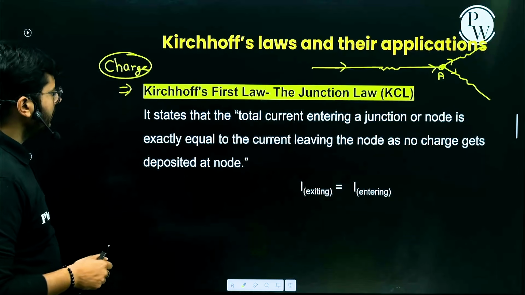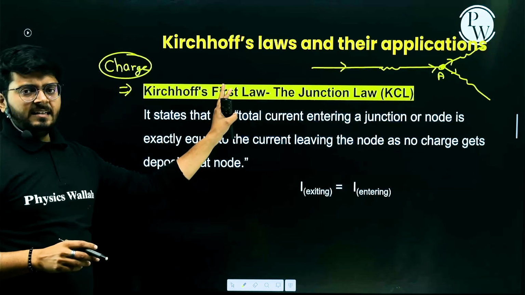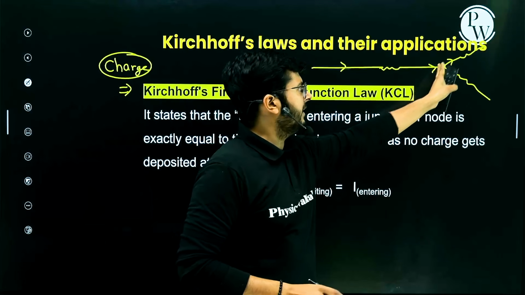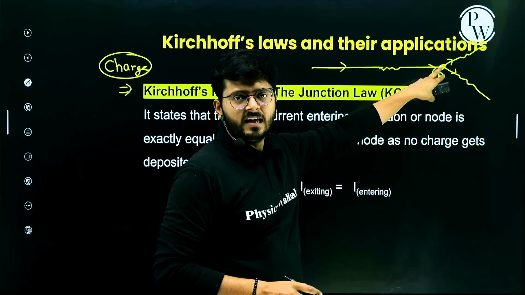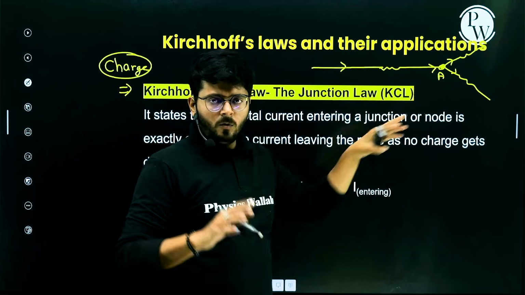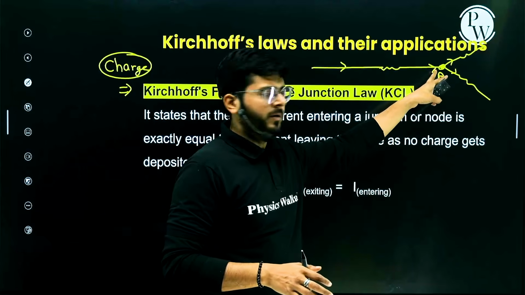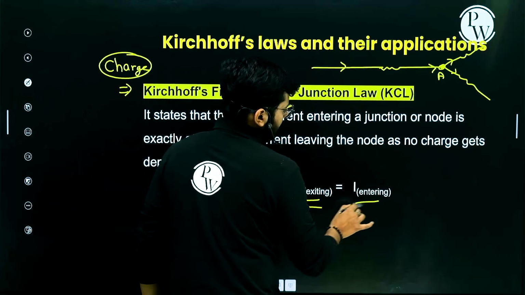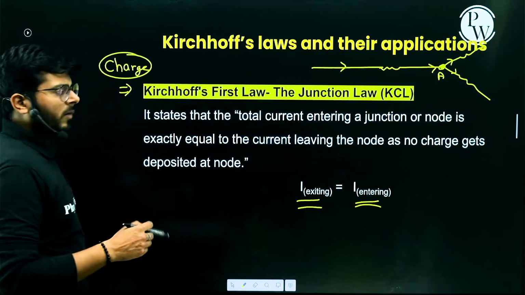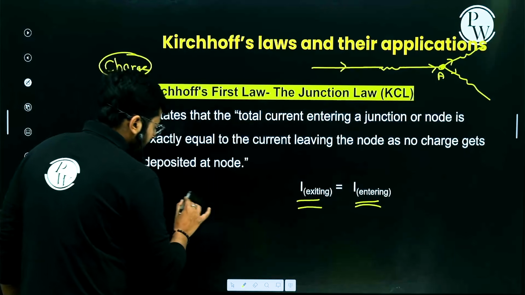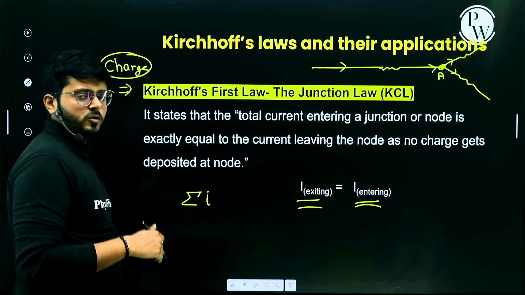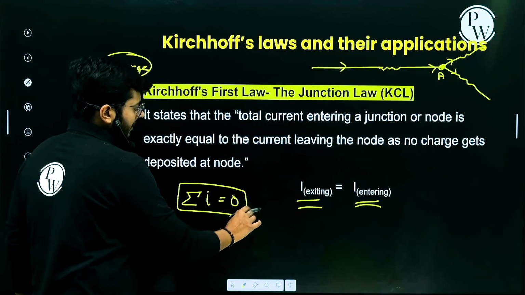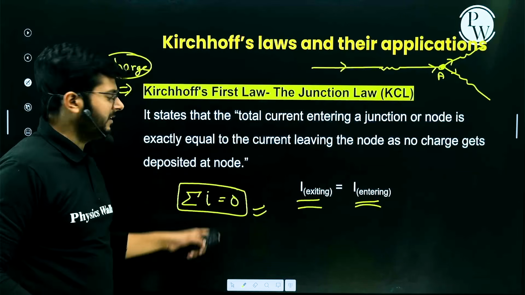Okay. Now, KCL is saying that at any junction, whatever current is entering the junction, the same amount of current has to leave the junction. No current can stay at the node, right? So we cannot deposit charge at any particular place. So this is what we are talking about. We can say current exiting is the same as current entering the junction. One way of saying this is that the total current that enters or leaves at the junction, the summation of all the current, has to be 0.